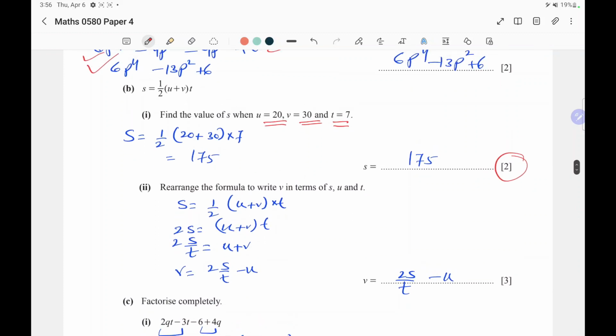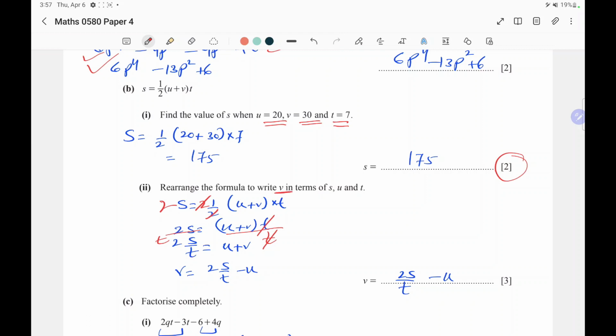Rearrange the formula. So S equals half. So multiply 2, like 2 here and 2 here. 2 and 2 cancel. This is 2S, U plus VT. Now divide by T, like divide by T here and T here. So you will get 2S over T and T cancel. You will get U plus V.